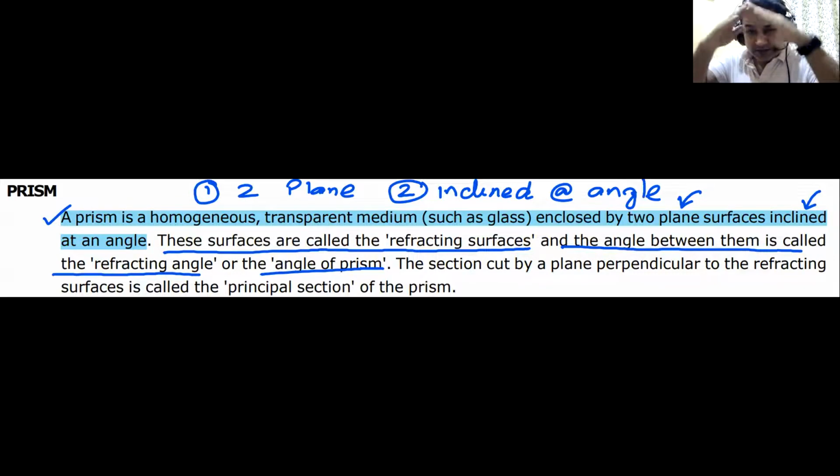Any plane which is perpendicular to your refracting surfaces is known as the principal section of the prism. That tells us how refraction is taking place. All the diagrams that we had drawn, we had cut a section perpendicular to the refracting surfaces, and that is known as the principal section. I will give you a minute to note all these definitions down.